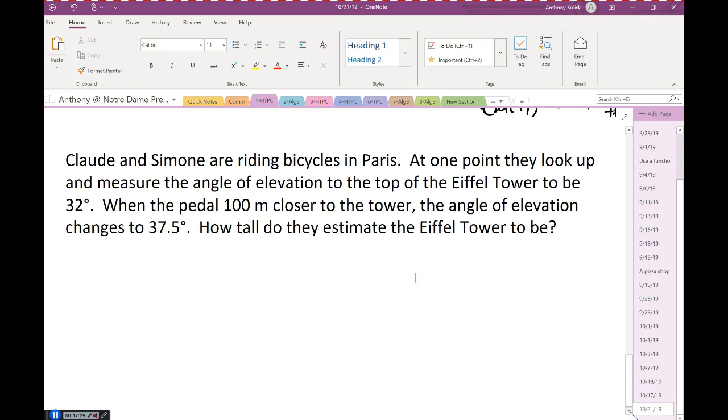So this says Claude and Simone are riding bicycles in Paris. At one point, they look up and measure the angle of elevation to the top of the Eiffel Tower to be 32 degrees. When they pedal 100 meters closer to the tower, the angle of elevation changes to 37.5 degrees. How tall do they estimate the Eiffel Tower to be?